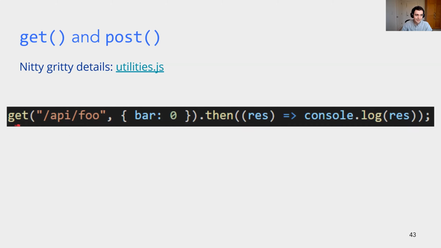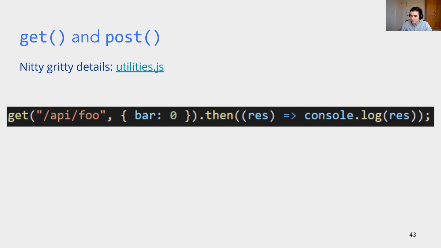So when you call get, it will make a get request to the API endpoint that you specify as the first argument. So in this case, we're querying the server at /api/foo. And then it will send any data that you give as the second argument. So in this case, it's sending bar0 as the data back to the server.